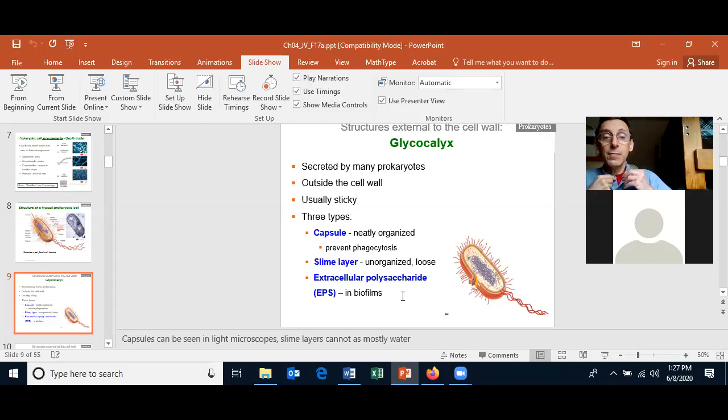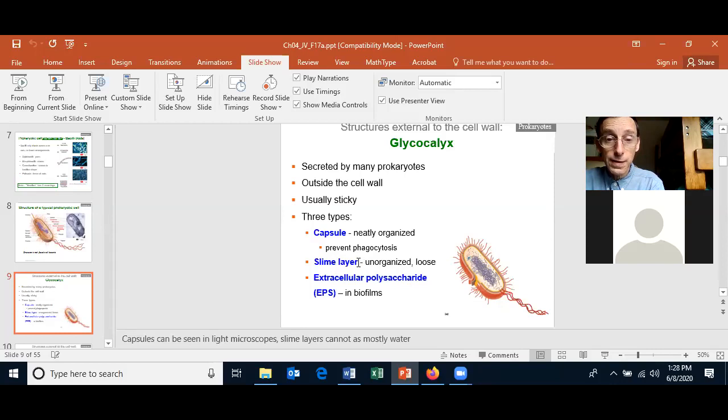To see the slime layer, you'd have to see it under the electron microscope, or let's just say just with the electron microscope. And the reason being is it's mostly water, so it just doesn't show up with the light microscope. And it's extremely fragile because it's mostly just water.